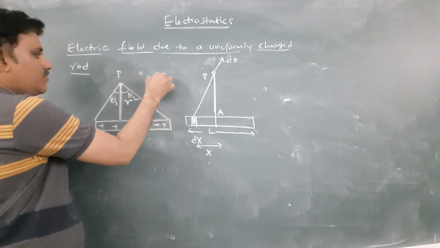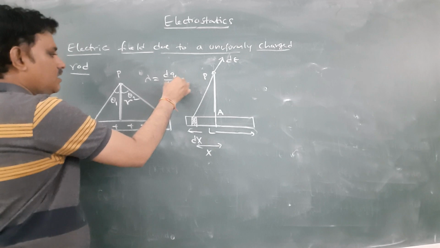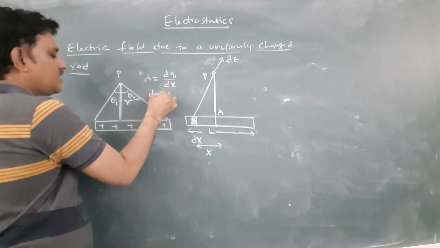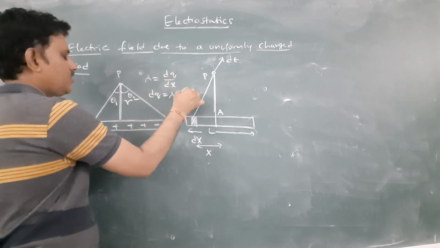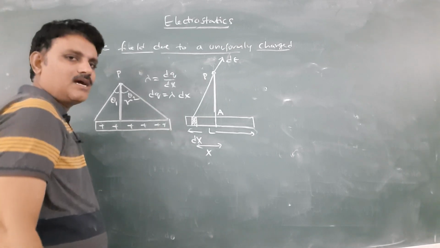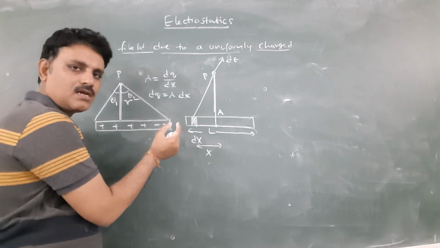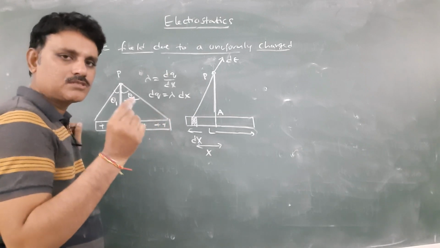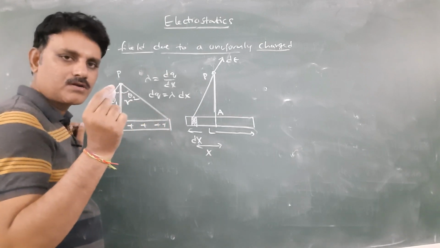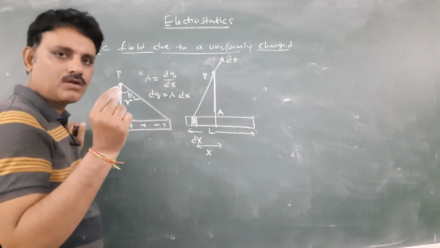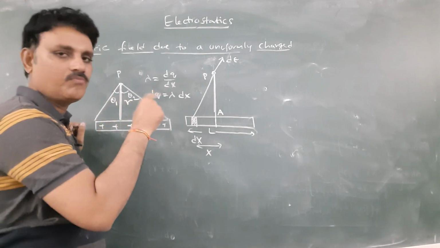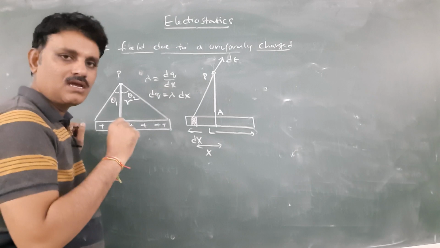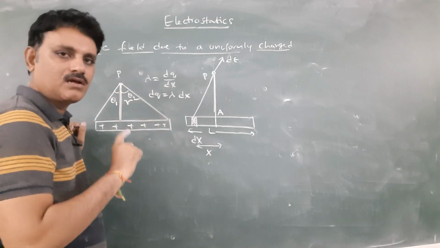And also we know lambda is equal to dq by dx. Linear charge density is lambda, so dq is equal to lambda dx, the small charge element, so that the dx length has the small charge dq. With respect to the small charge, we are going to calculate the electric field at point P initially, that is dE. Later we will integrate to get the total.